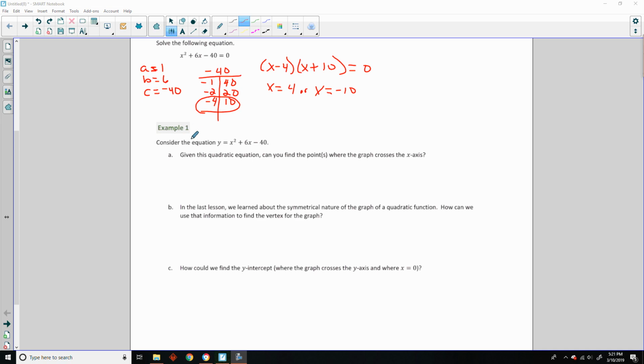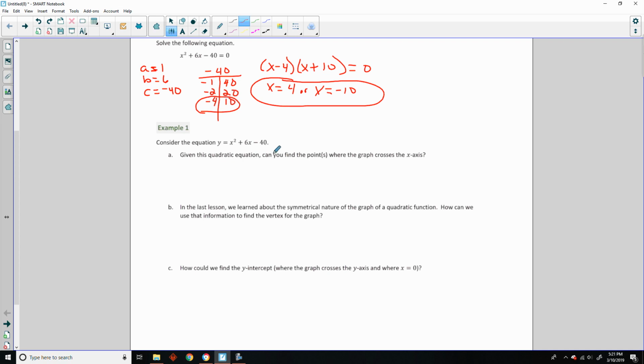Okay, example 1. Consider the equation y equals x squared plus 6x minus 40. A, given the quadratic equation, can you find the point or points where the graph crosses the x-axis? Well, this is the same equation as up here, except our y is replacing 0. So we would just simply factor this the same way. We would get this same answer here.